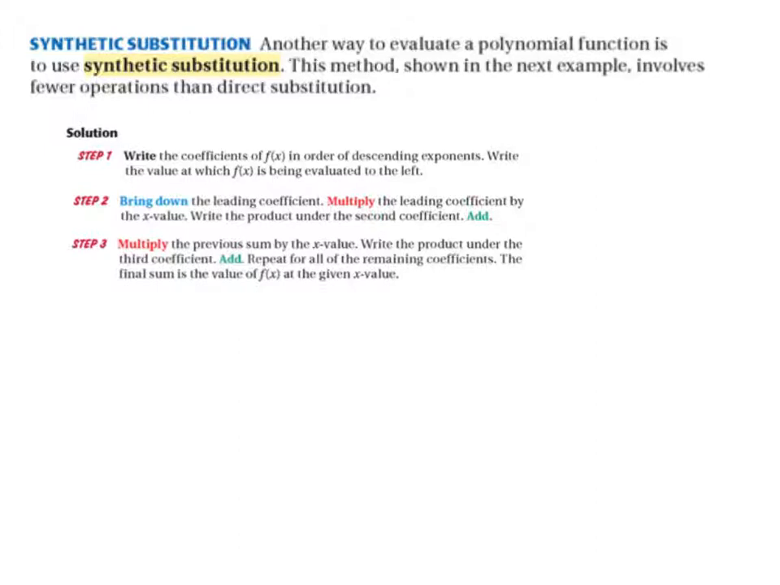So we've got 3 steps. We're going to write down the coefficients of f of x in order of descending exponents. Write the value at which f of x is being evaluated to the left. Step 2, bring down the leading coefficient. Multiply the leading coefficient by the x value. Write the product under the second coefficient and add. This will make sense as we go through one. Then we're going to keep on multiplying and adding and multiplying and adding and multiplying and adding. I always thought this was sort of fun.